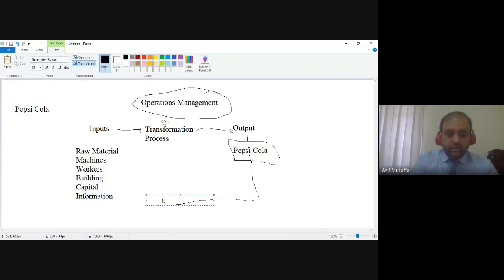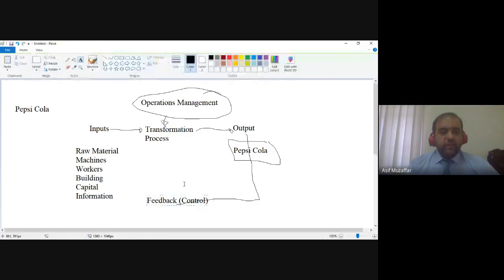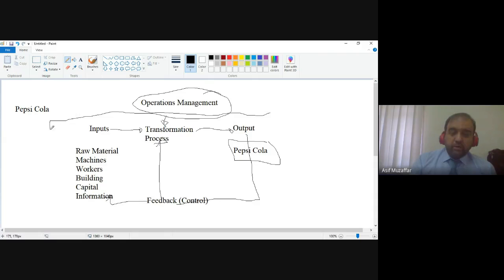There will be a feedback. We also call it a control loop. I will show you in the slide. So what will happen? Customers will give us feedback. This feedback would be about maybe your transformation process, or it can affect your input as well. So whether you have to change the raw material or machines or workers, they are not making it properly, or maybe your process is not right. Okay. So the feedback is there in operations management.